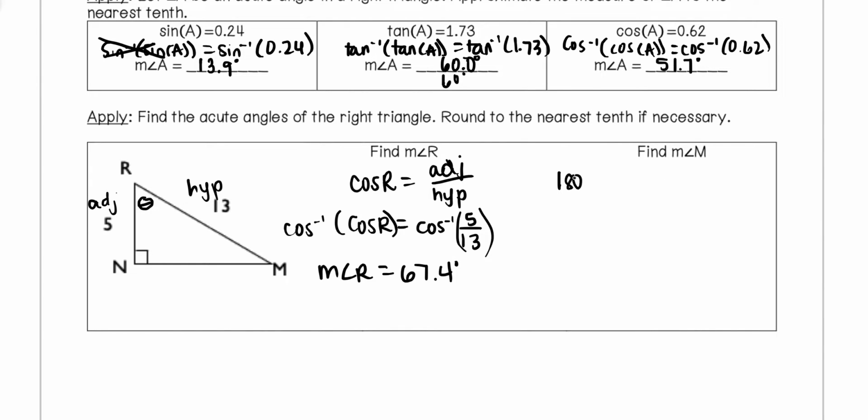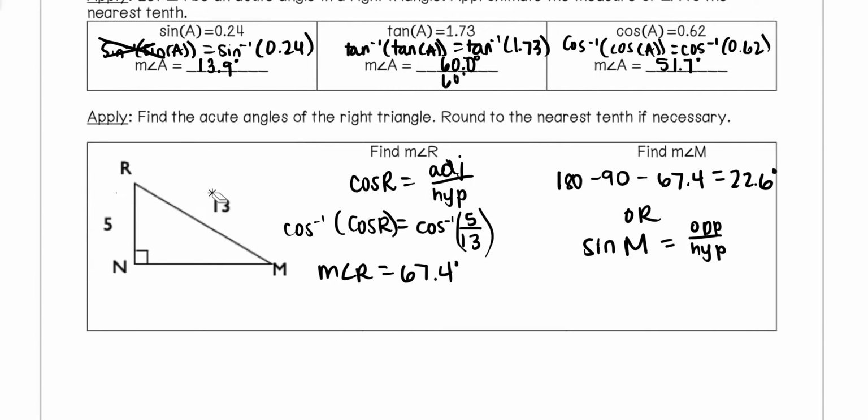So at this point, when you want to find the measure of angle M, you have 2 options. You can either take 180, subtract the 90-degree angle we know, subtract the 67 4/10 angle we just calculated to get your difference for a measure of angle M, or, and to check yourself, you can use trig. So we can say the sine of angle M will equal the opposite over hypotenuse. Now the reason I'm doing this is because if I move my theta from angle R, since I found it, now I'm finding the angle M. That means 5 is my opposite and 13 is still my hypotenuse.